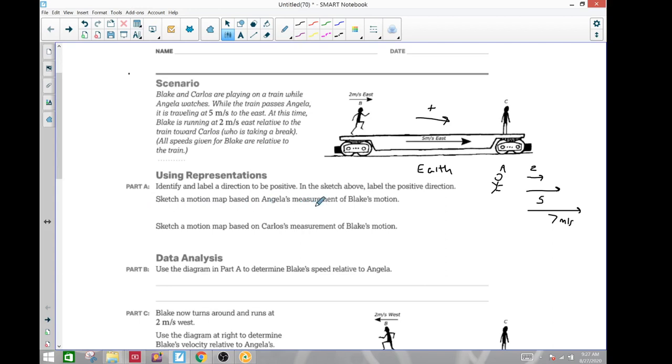So what is a motion map? If you aren't aware of it, we do a bunch, but basically we're going to take Blake, and rather than drawing a whole body of Blake, we're going to represent Blake just as a dot. That's pretty common. And then we'll use a vector to show this length. I'm going to draw this guy here as Blake moving. And I could just draw the same. I could copy and paste this if I wanted to. I don't want to change the length of the vector because Blake's not changing his velocity. It's staying the same. There's no acceleration or deceleration, okay?